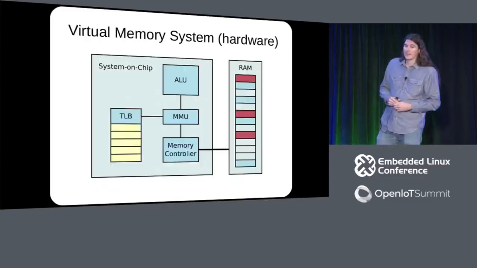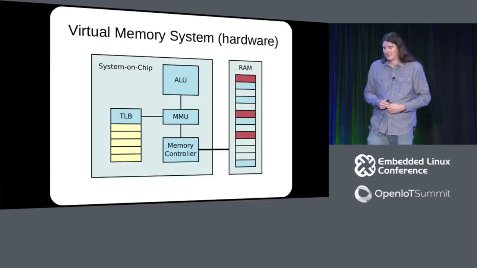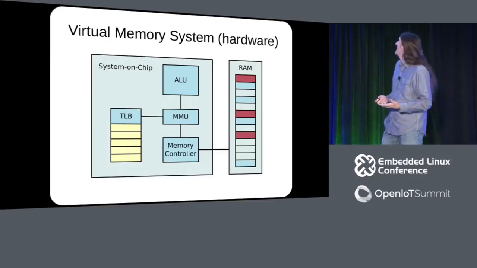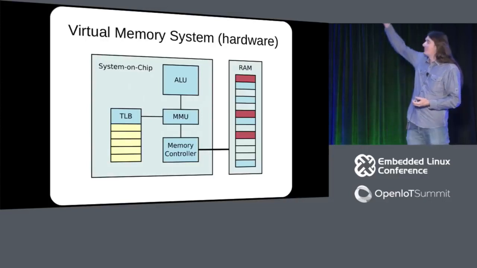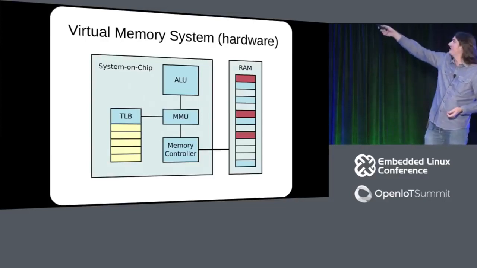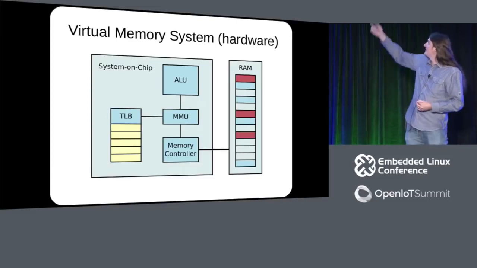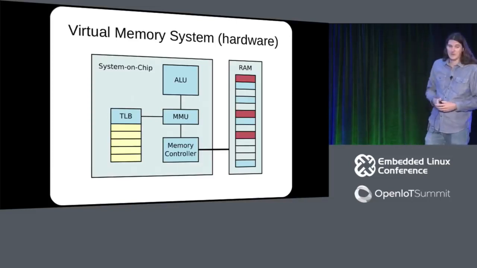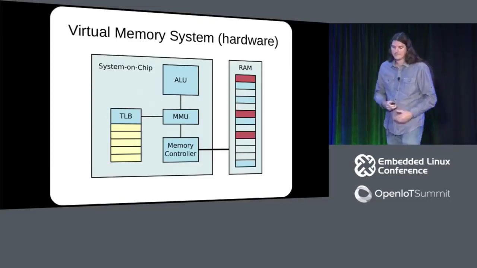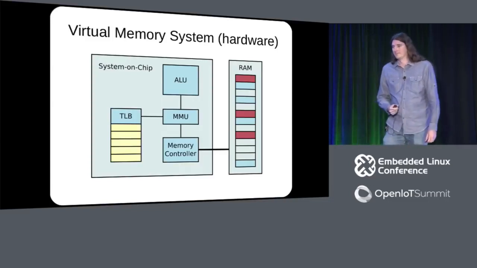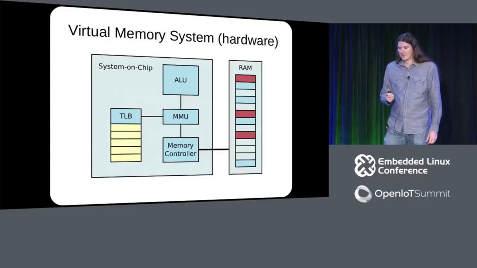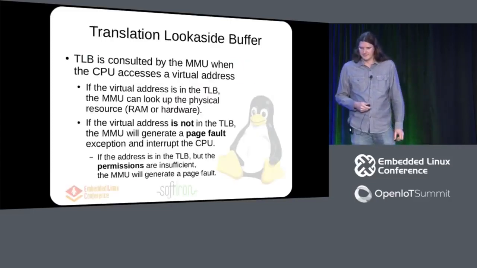So here's a simplified diagram of the memory system. We can see we have part of the CPU, the ALU, which communicates with the MMU. The MMU consults the TLB for the mappings, and the MMU is what communicates with the memory controller. The memory controller, of course, is what communicates with the system RAM. So that's how all of these pieces fit together.